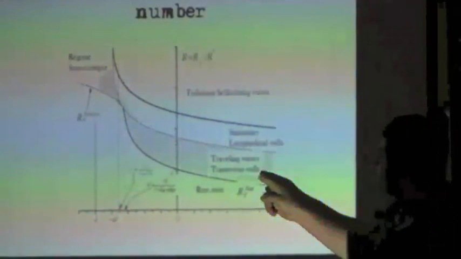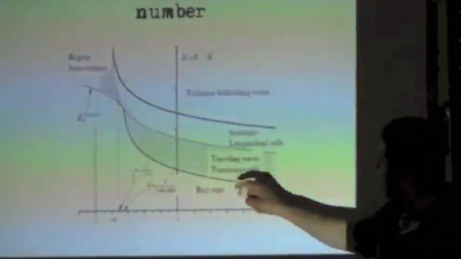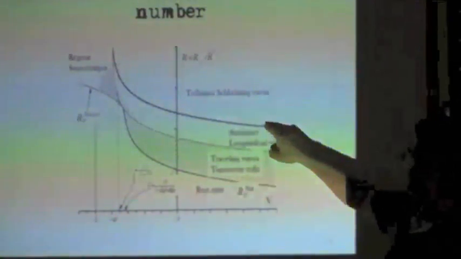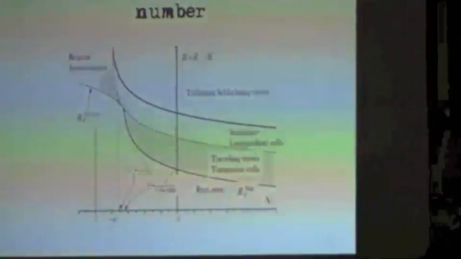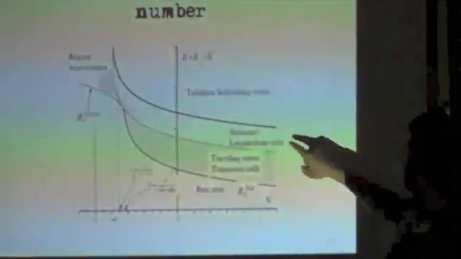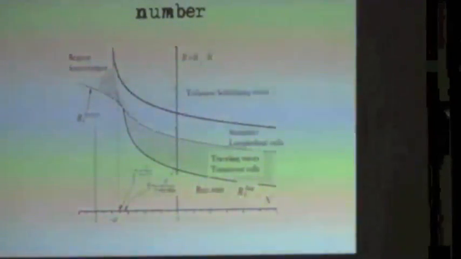Here we give the zones with traveling waves, transverse rolls, and zones with stationary longitudinal rolls. We are interested in this zone because stationary convection gives the most separated case.